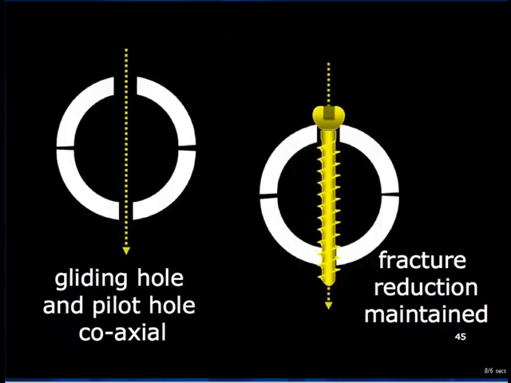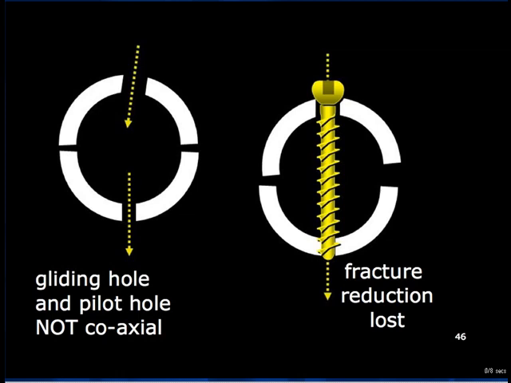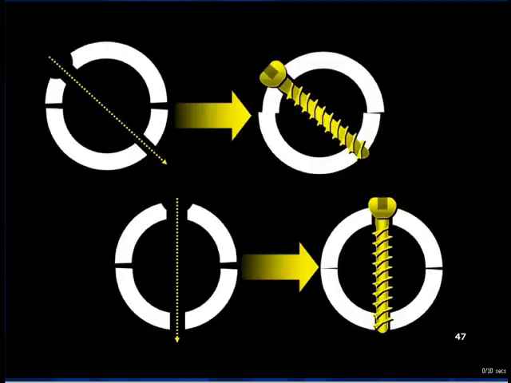It is clearly important that the holes in the near and far cortices be coaxial. If the holes are not coaxial, as the screw engages both fragments, the reduction of the fragments will be affected. For similar reasons, an interfragmentary screw should pass perpendicular to the fracture plane, with the holes in the center of each fragment in a transverse section.